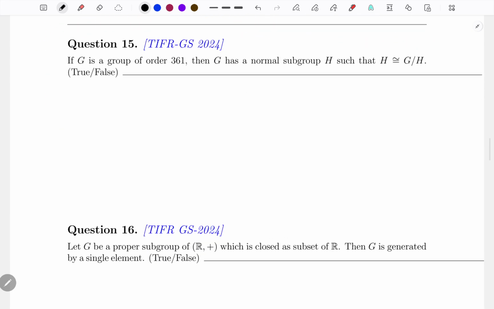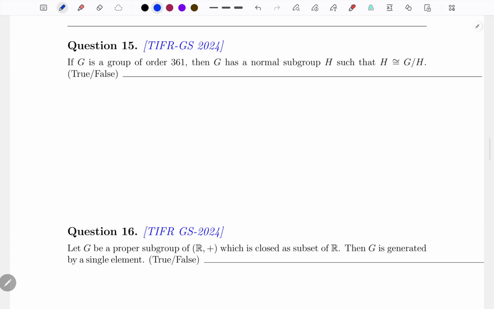Let us move on to the next problem. So if G is a group of order 361, then G has a normal subgroup H which is isomorphic to G mod H. So let us see a solution of this. Now I probably think this is not true, because when you have solved a lot of problems, you'll have an intuition that some statements seem to be not true. Let's see.